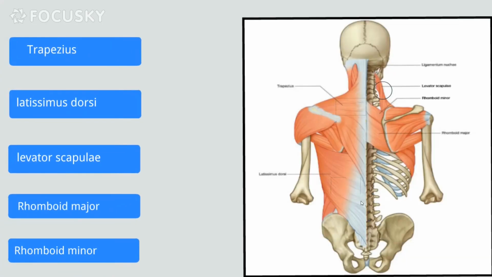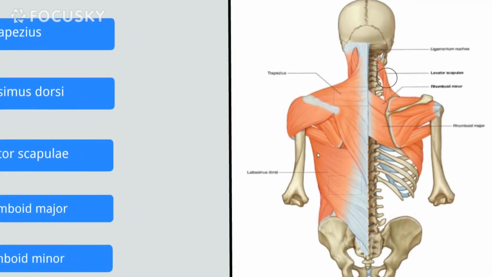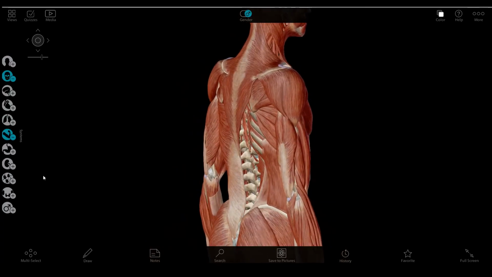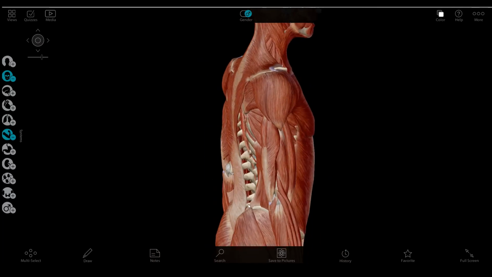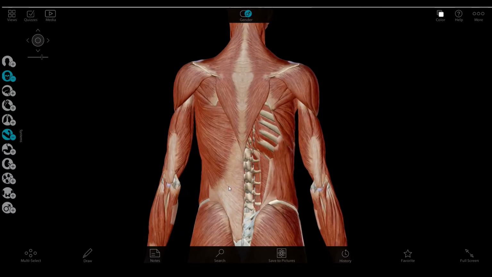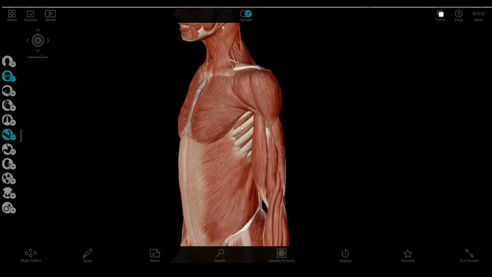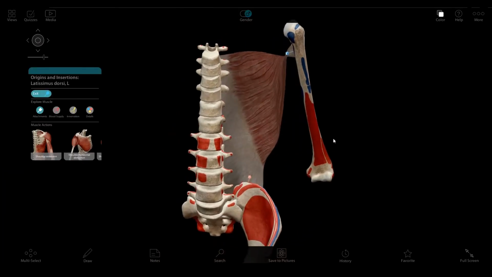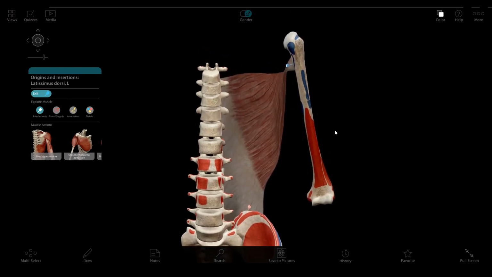So the next muscle is Latissimus dorsi. It's a flat triangular muscle, originate from lower portion of the back here and attached to the humerus anteriorly. This is the Latissimus dorsi muscle. It originates from T7 to L5 and sacrum and iliac crest, and also from rib 10 to 12. And it attached to the floor of the intertubercular sulcus of humerus.